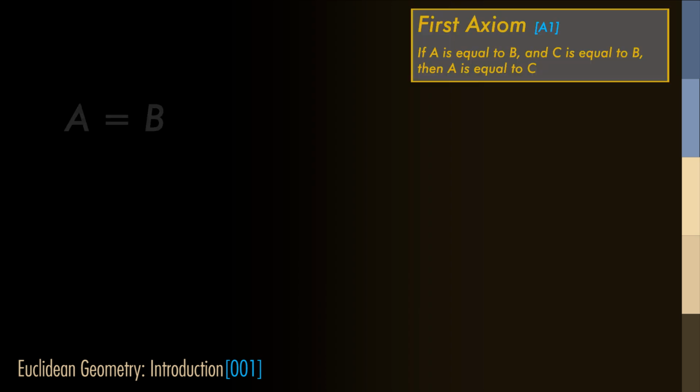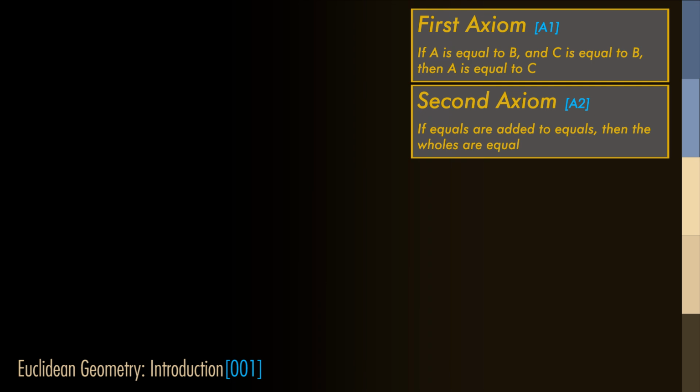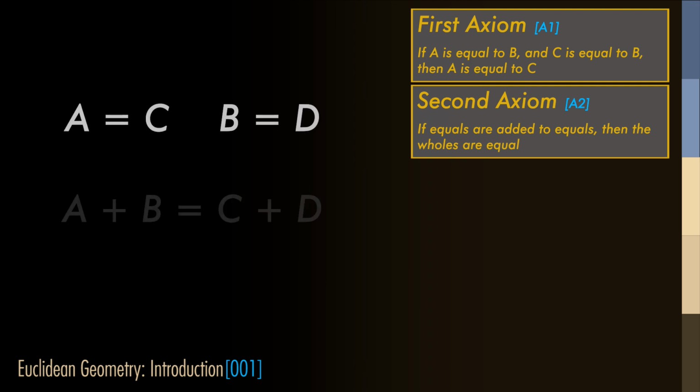To be able to construct the logical framework of Euclidean geometry, Euclid also included 5 axioms concerning very common notions. The first one: if one thing is equal to a second thing, and a third thing is also equal to the second thing, then the first thing is equal to the third thing. Many among you will know this as a transitive relation.